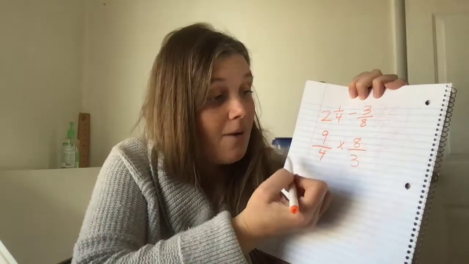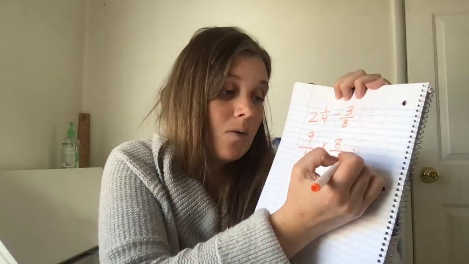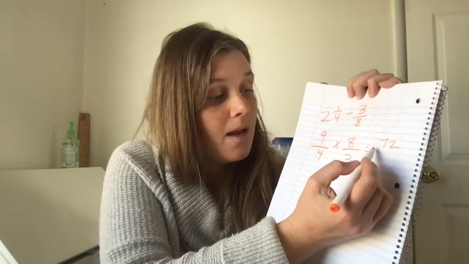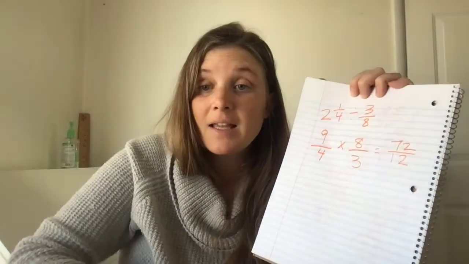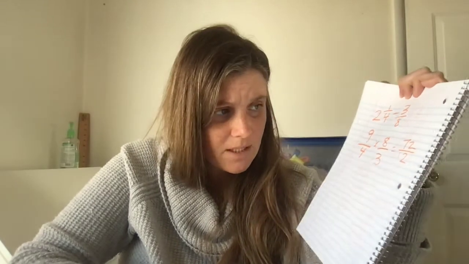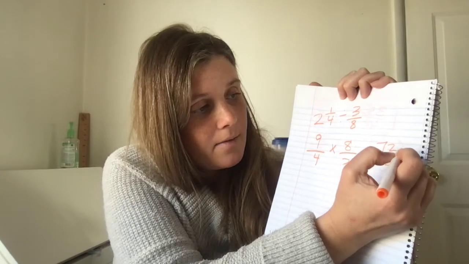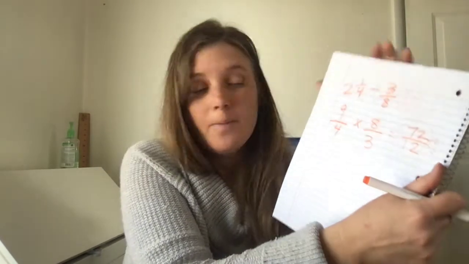Okay, now we multiply. 9 times 8 equals 72. 4 times 3 equals 12. Okay, now we need to simplify. Well, let's divide these numbers by 2. We know we can. Divided by 2, divided by 2. All right.